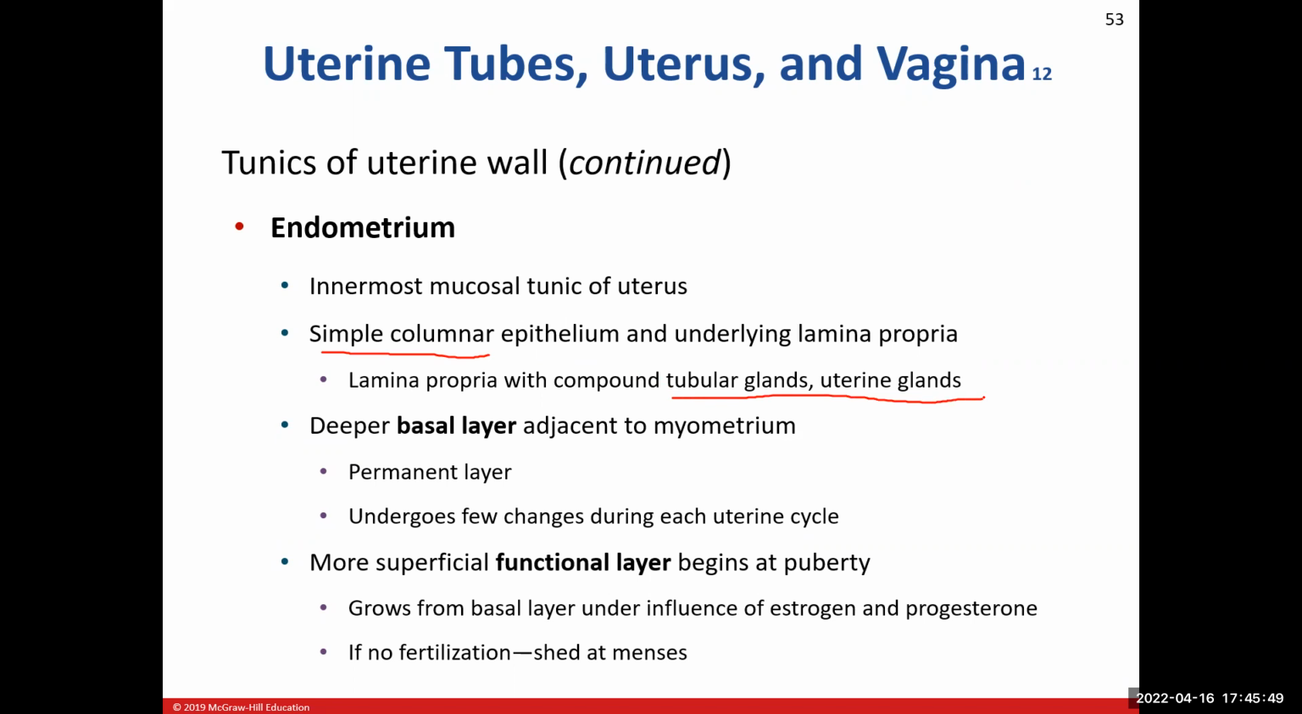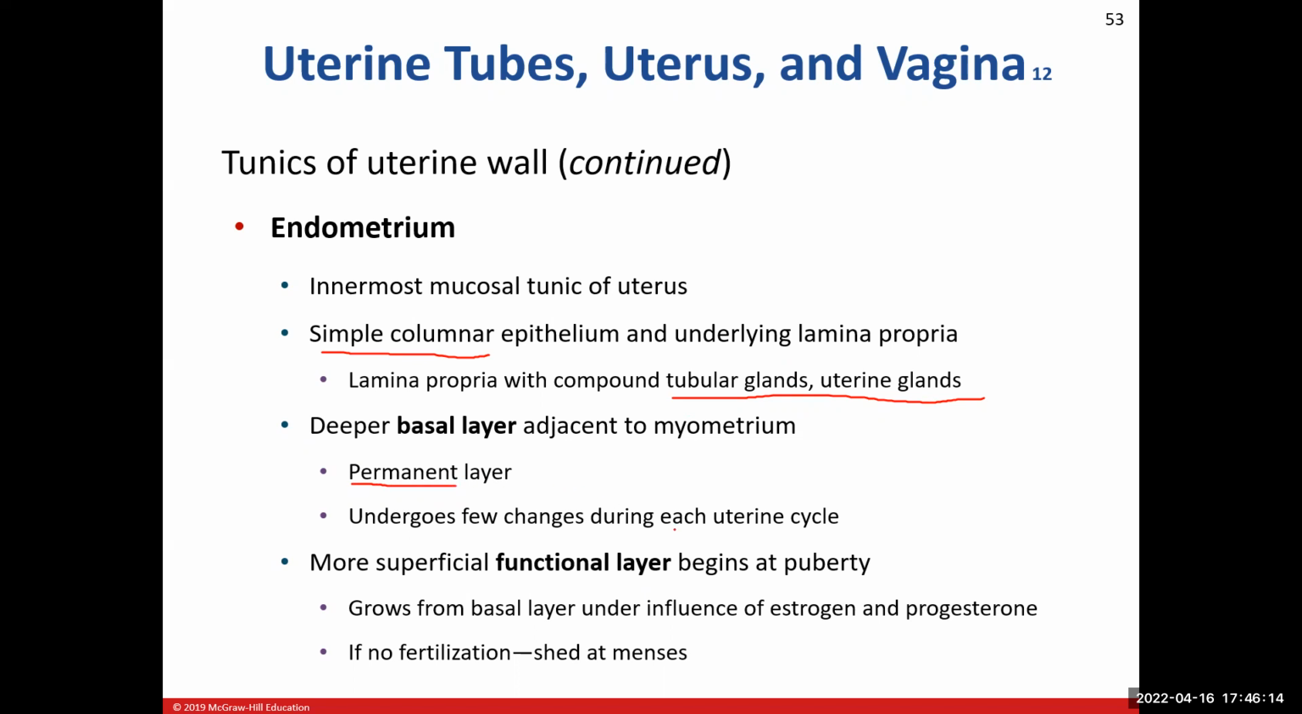So the endometrium is made up of 2 layers. This is important. The deeper layer is the basal layer, easy to remember because it's on the bottom. This is the permanent layer. This layer is with you all the time. It doesn't go away. It does undergo some changes though during the development of the uterus as we're prepping it for implantation, but not a lot, not like the other layer, which is the superficial layer.